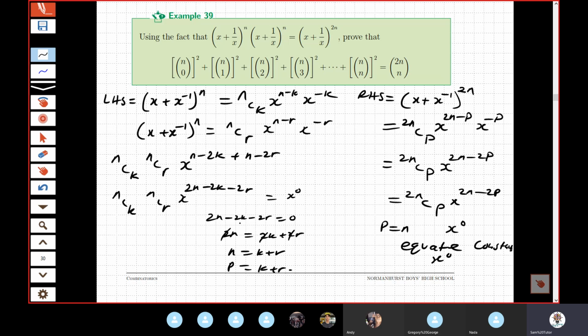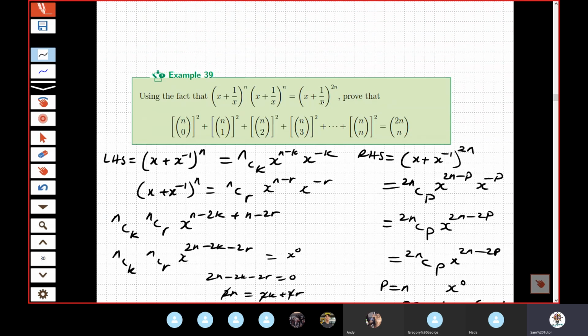I know what's meant to happen. N choose 0, and then n choose k, and k and r are meant to be 0. Then 1, 1 plus 1, 2. Oh, because they're the same. All right. You know how I did k and r here? You don't need to, because they're the exact same thing.